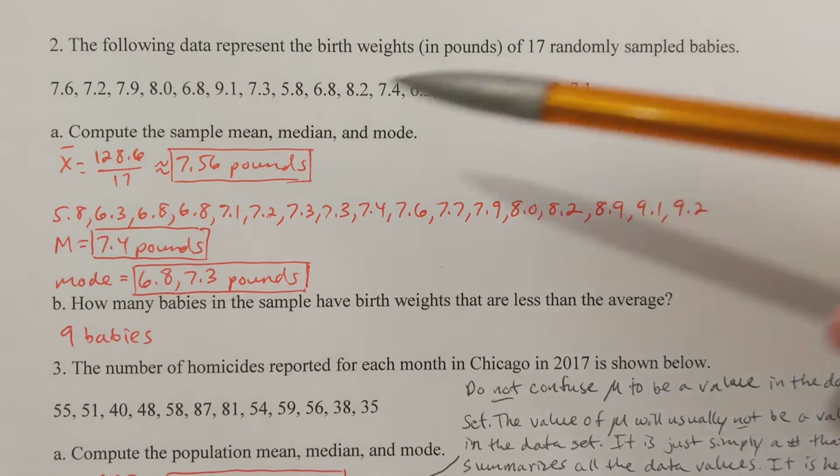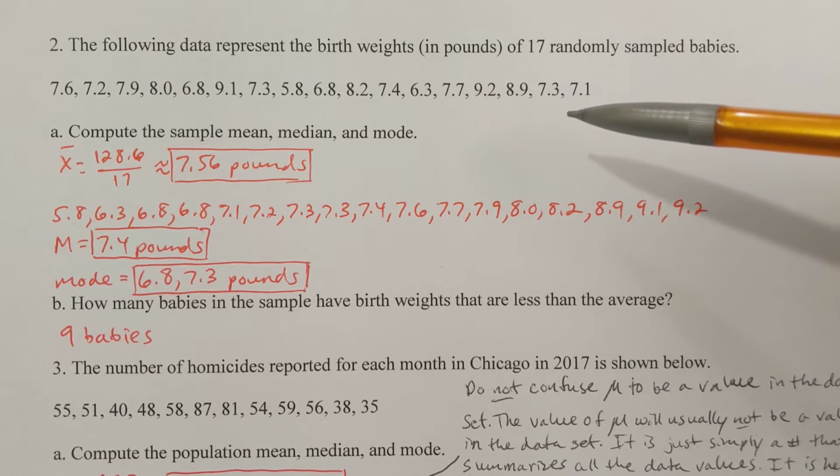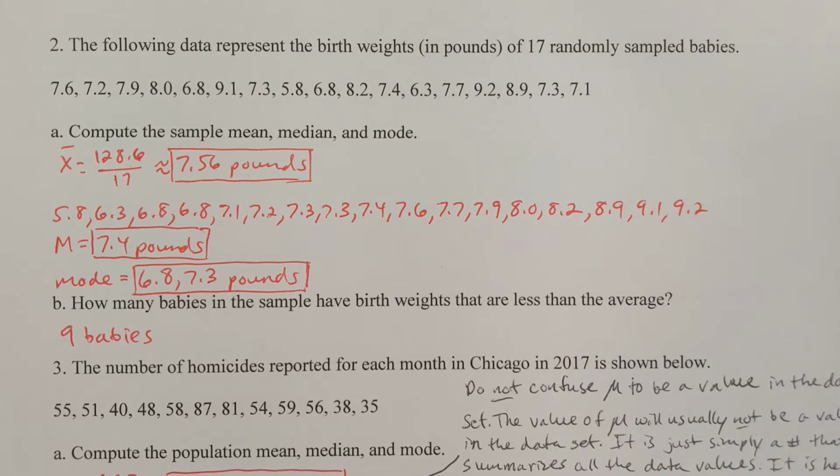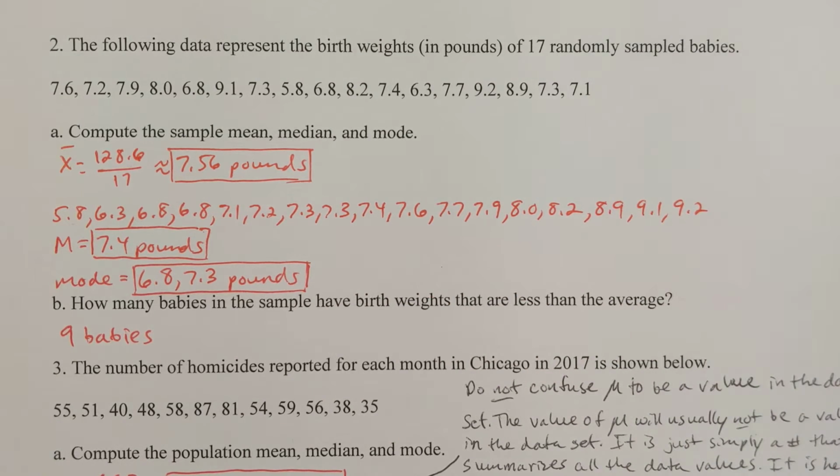So all I'm going to do here is add up the 17 numbers, and I get 128.6, and then I divide by 17. 128.6 divided by 17 is approximately 7.56 pounds, if I round to the nearest 2 digits.